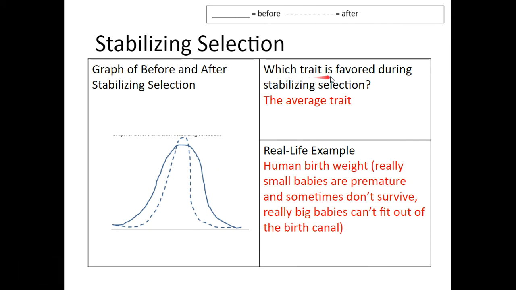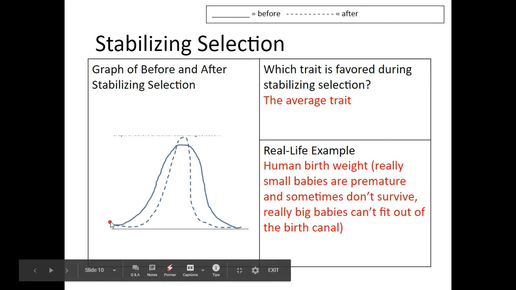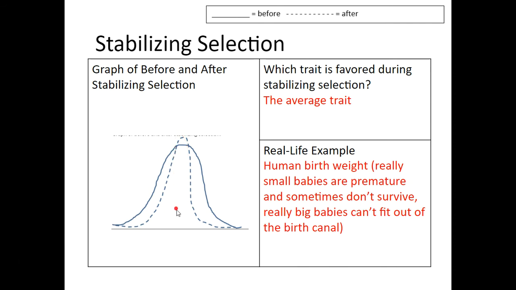So when we're talking about which trait is favored during stabilizing selection, we're looking at the average trait, right? So if I were to number this off, maybe from 0 to 10, the average is the trait that is being selected for. So we call that stabilizing selection because it's the average.